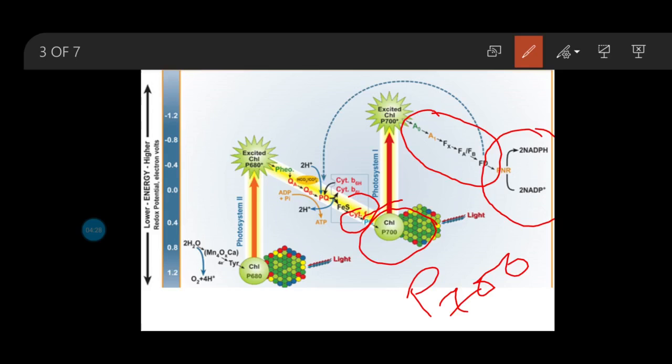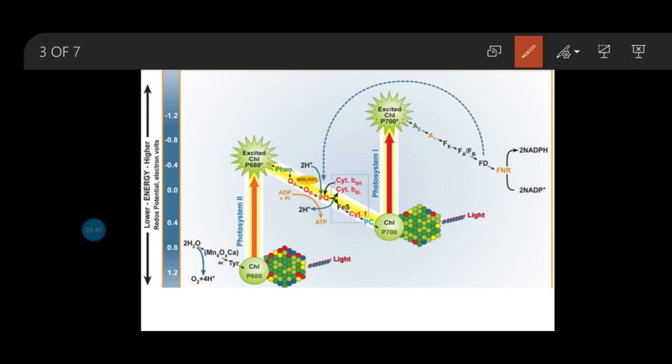Why? Because here the electron of PS2 is released, it goes through a path or a cycle, and it is used at the last to produce NADPH. It is not returning back to PS2. So for that reason this is known as non-cyclic photophosphorylation.